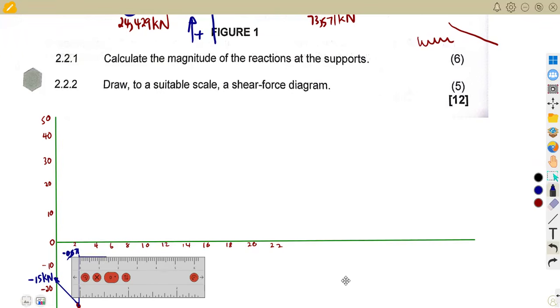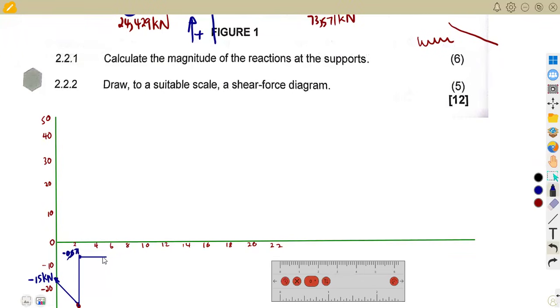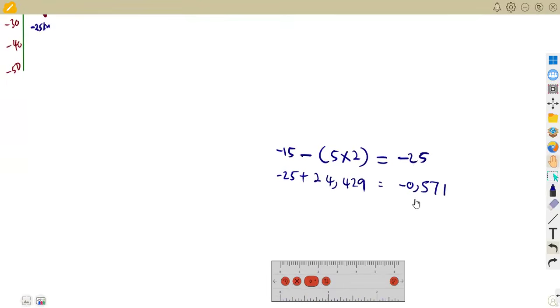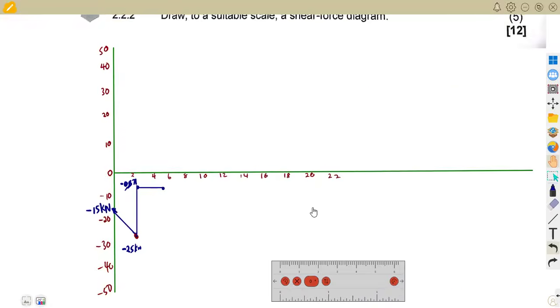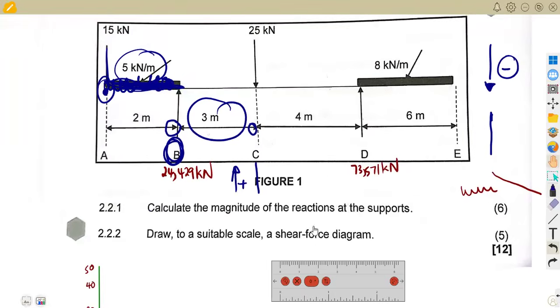All right, somewhere there, around 5. So we are still at the same value at negative 0,571. We are still at what? At negative 0,571. Okay. Then what is happening there?